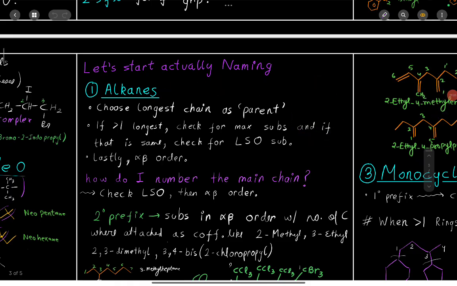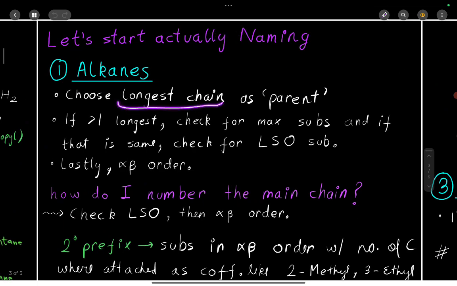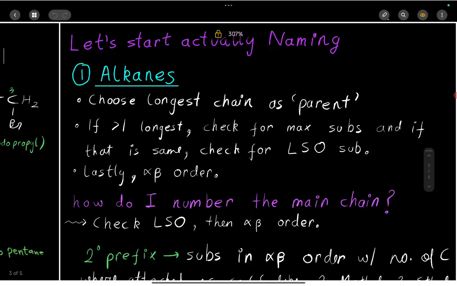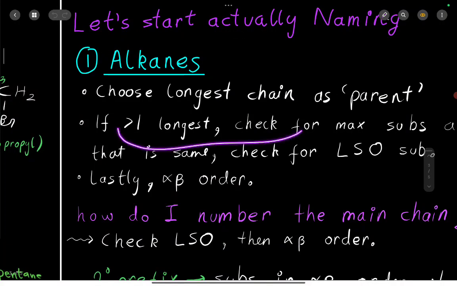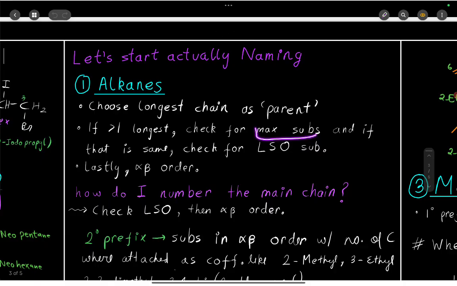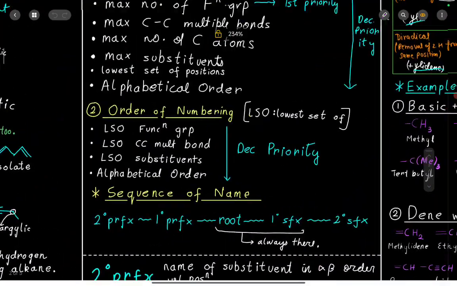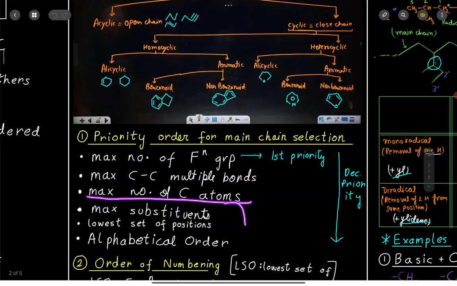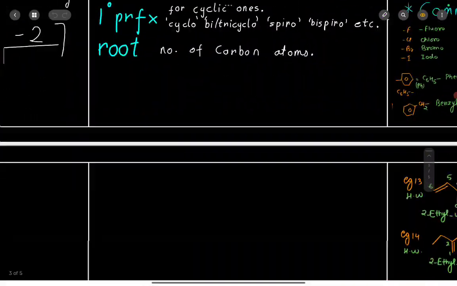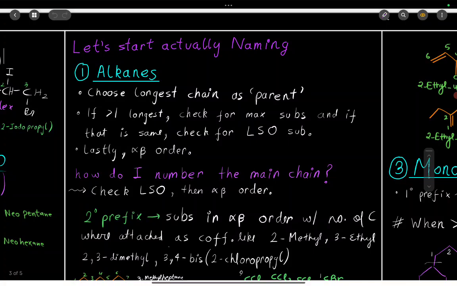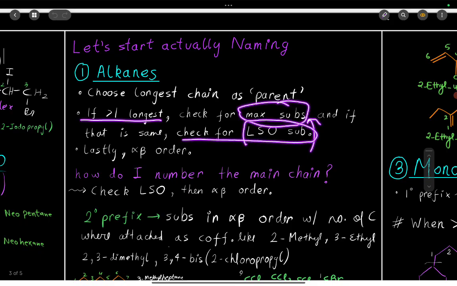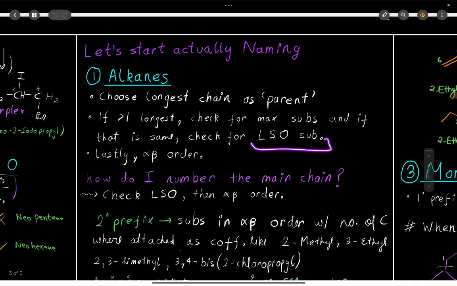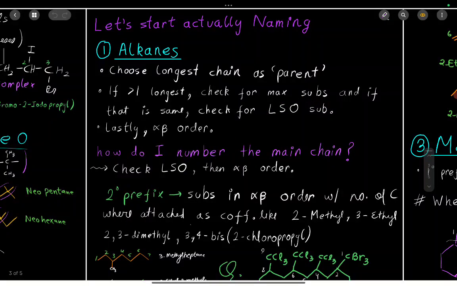So in order to start naming alkanes, we will choose the longest carbon-carbon chain as the parent chain. If there are more than one longest carbon-carbon chains, then we will check for the one with maximum substituents. If you remember, we read something like this. The max number of carbon atoms take priority over the number of substituents. So same thing happens here. If more than one longest chain, check for maximum substituents. And if even the number of substituents is also same, check for the lowest set of substituents. I already explained this to you. Look from what side we get the lowest set for the number of substituents. And if everything fails, go with alphabetical order.